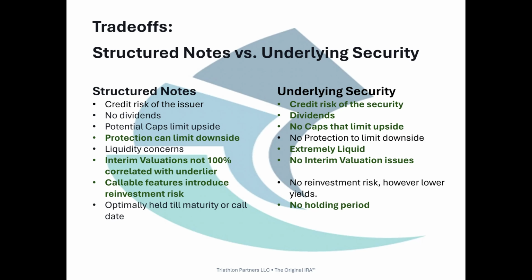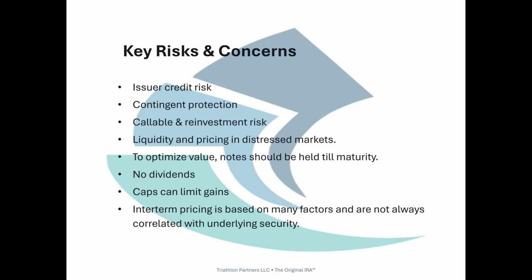Structured notes can be callable, and when something is callable, you have reinvestment risk, and you don't have that in an underlying security. I want to be very clear about the key risks and concerns: credit risk, contingent protection, not the buffer, not the principal protected. You have callable and reinvestment risk. You have liquidity issues. Things should be held to maturity. No dividends. The caps can limit gains.